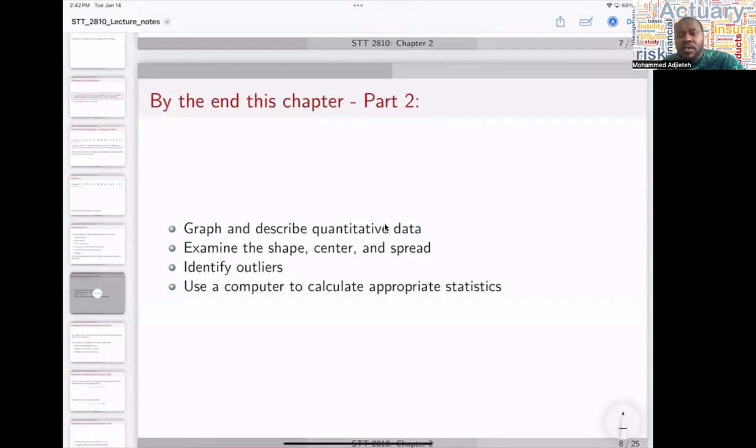Today we will be learning how to graph and describe quantitative data. In doing so, we'll examine the center, spread, and then also the shape. And we'll also learn how to identify outliers, and then also how to use StatCrunch to be able to compute these statistics.